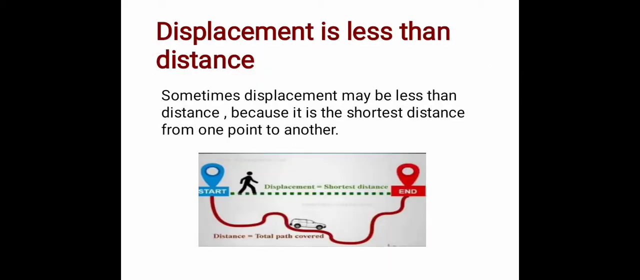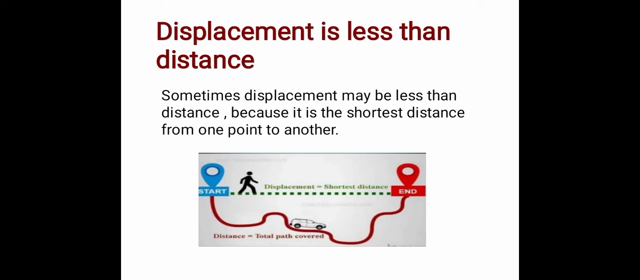And displacement is less than the distance. This is another property. When does this displacement will be less? When does the displacement become less than distance? Look at the picture. The start point is blue color and the end point is red color. Now, the total distance covered by him is larger than the shortest distance made by him. That is the displacement.